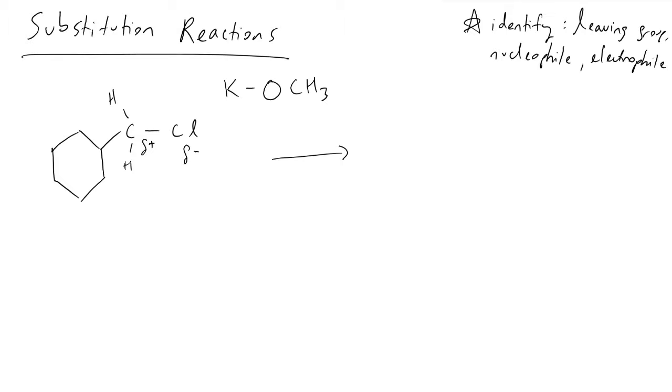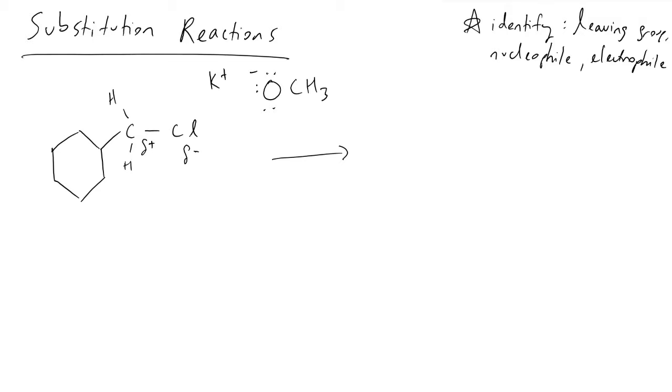And if I were to dissolve some potassium methoxide into solution, what we would expect is to get some potassium ions, K+, and some methoxide ions. They're going to look like this.